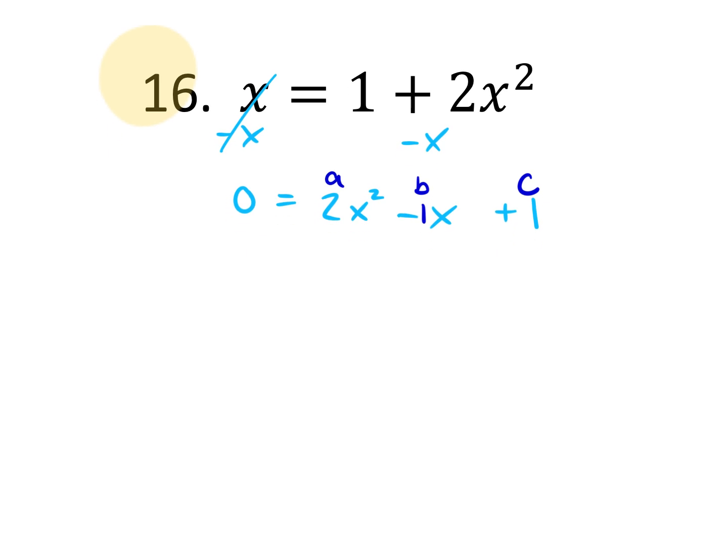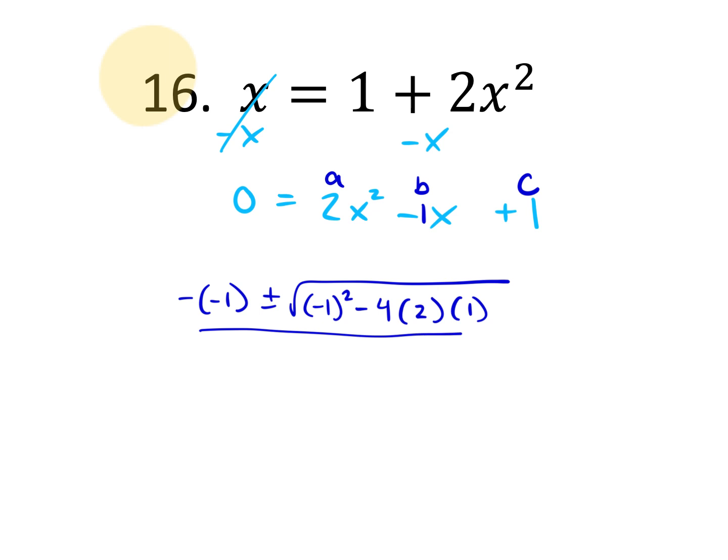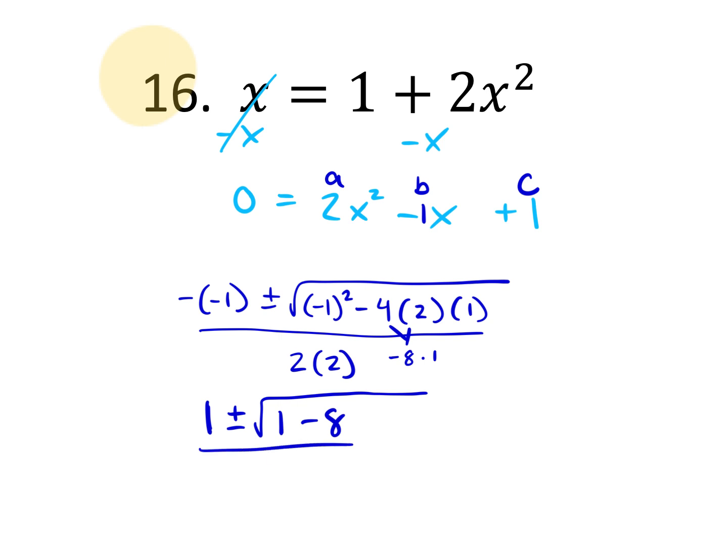So we have negative b, so negative -1 plus or minus the square root of b squared would be -1 squared minus 4 times a times c, so times 2 times 1 over 2 times a, so 2 times 2. So this turns to +1 plus or minus the square root of 1 minus 4 times 2 would be -8 times 1 would be -8 over 2 times 2 is 4.